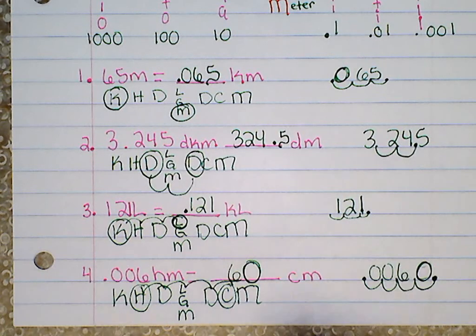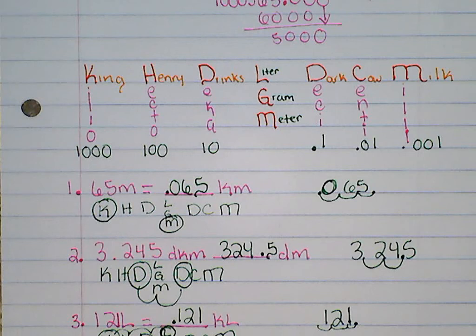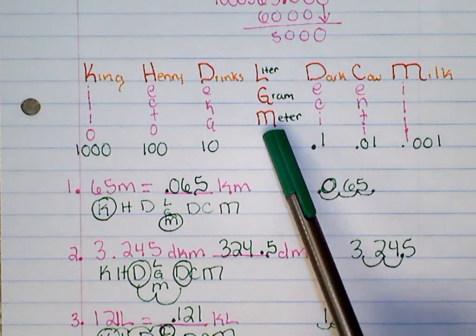So if we move to the right or to the left, does our number get bigger or smaller? Think about it. If we move to the right, does our number get bigger or smaller? And this only works for metric conversion. King Henry drinks light, green, mushy, dark cow milk.